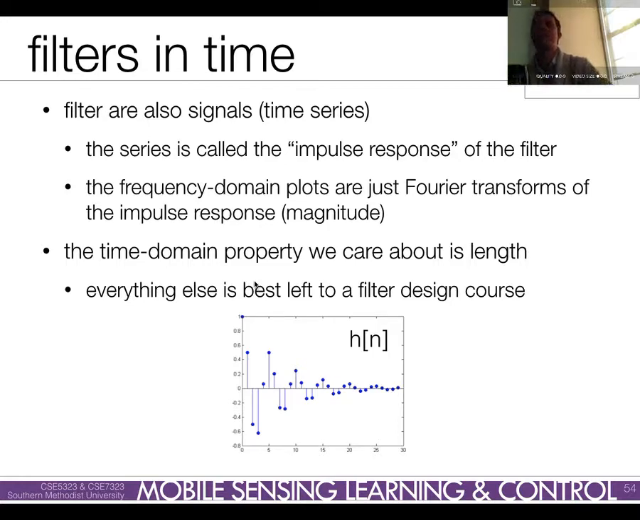The time domain property that we're going to be most interested in is just the length of the filter. Filters have different lengths. You want it to be as short as possible so that you can multiply it by your input.